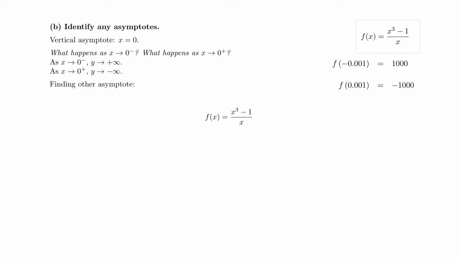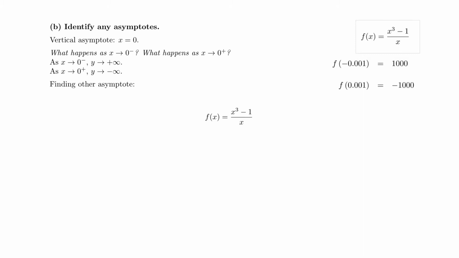Now this function does not have a horizontal asymptote as the leading degree of the numerator is higher than the leading degree of the denominator. However, it also does not have an oblique asymptote as the leading degree in the numerator is more than 1 degree higher than the leading degree in the denominator. It turns out that since it is 2 degrees higher, it has a parabolic asymptote.